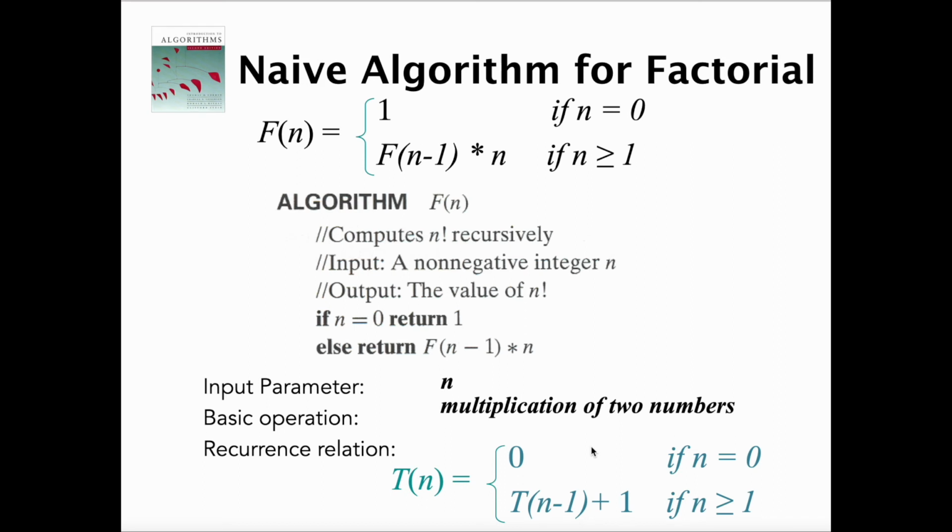required multiplication. No? So for the base case, if n is equal to 0, wala namang required na multiplication. Okay, that's why we have 0 here. And then for n greater than or equal to 1, we have 1, which is required to compute for this one, plus the required number of multiplications to compute for n minus 1 factorial. Okay? So now that we have this recursive definition of the running time, we can compute the closed form of this one.